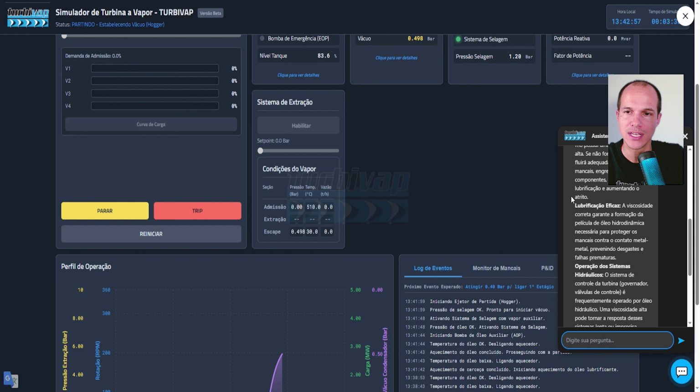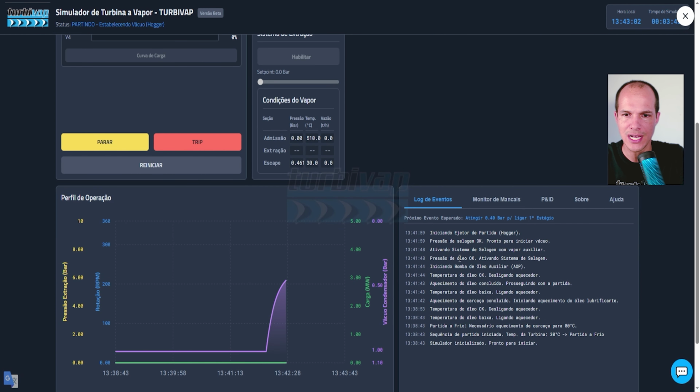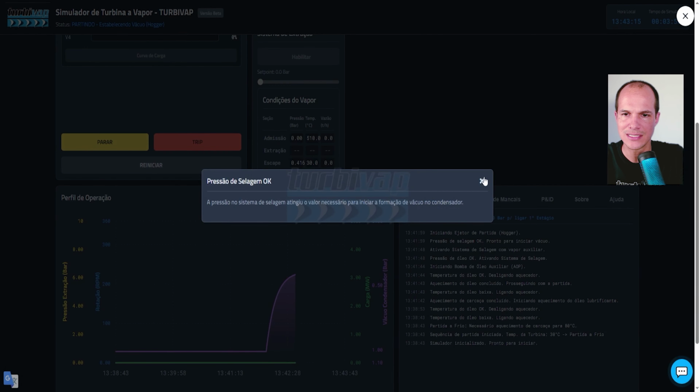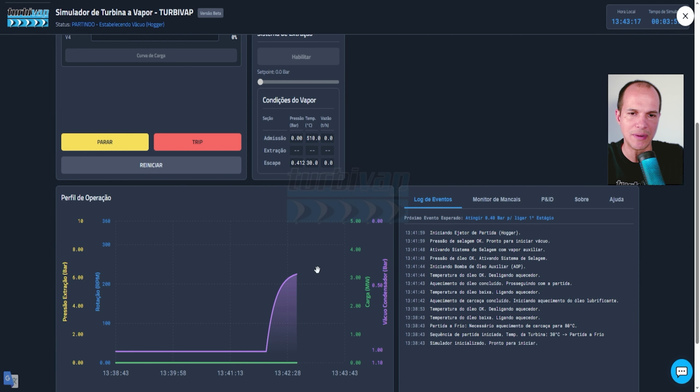Okay, so coming back here, it has already reached the temperature of the carcass. The auxiliary oil pump has already started. The oil pressure is now okay. The auxiliary steam system sealing pressure has already been established in vacuum, so the injector is starting. The vacuum in the condenser is already starting to be generated.